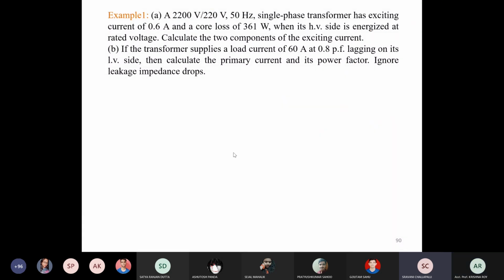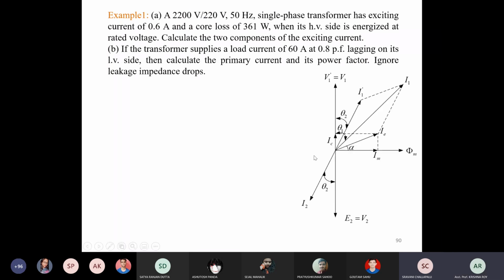Okay. Now the second part. So here load current is given. So load current means I2. So this is the phasor diagram for this problem. A lagging power factor is given. So I2 lags V2 by an angle of theta 2, which can be calculated using this 0.8 power factor. Okay, so cos theta 2 is equal to 0.8. From that we can calculate theta 2.